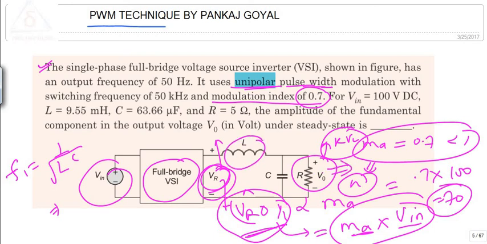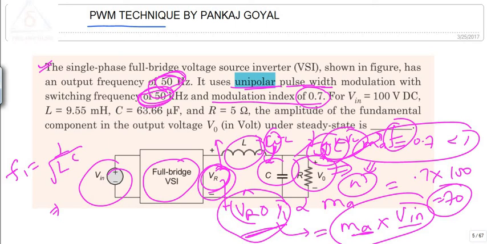Here, the important thing is this omega into L, so this omega is to be used at this 50 Hz frequency, and here this is 1 by omega C. So under this condition, the fundamental frequency has to be used, that is 50 Hz, because the switching frequency has nothing to do with this. It is only used for the switching of the inverter switches which we have used in this full bridge inverter.